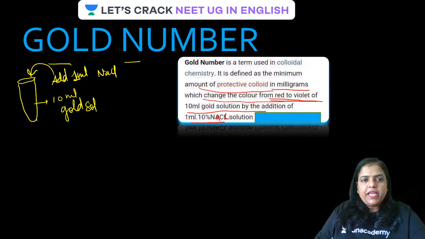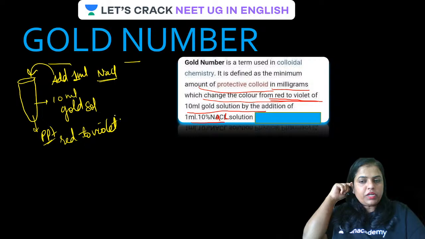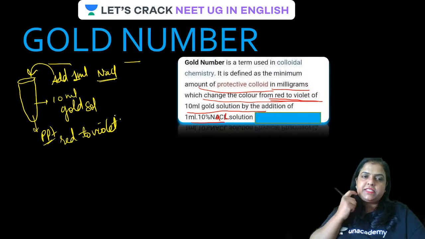Generally, because this is an electrolyte, guys, it will get precipitated. Is that clear? The color changes from red to violet. All done. So what is gold number? Let us see that, guys.